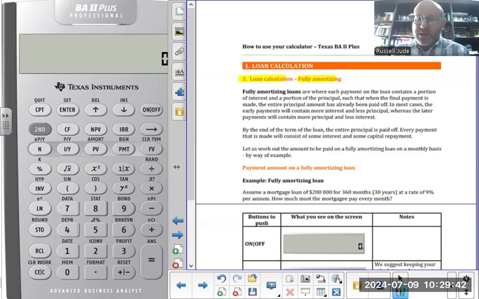What's interesting to note about these fully amortizing loans is that the early payments made on these particular loans contain a large component of interest. A very small component of principal goes towards repayment of the loan. And as the period moves on, as we get closer to the end of the loan period, a large component is now principal repaid, and only a little bit is really interest being repaid.